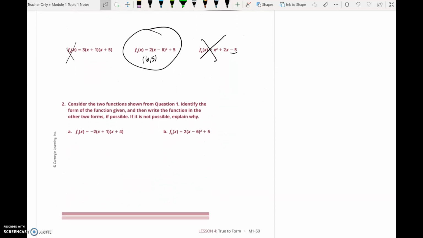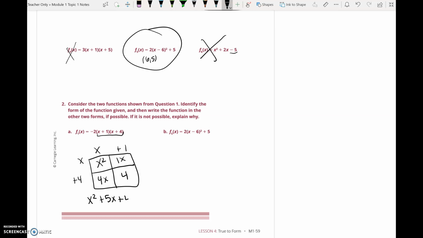For these next two, it says basically we can write them in other forms. So what I'm going to do is take this factored form and turn it into standard form. The way I'm going to do that is I'm going to box. I'm going to start with my two parentheses and box those out. I'm going to ignore the -2 for right now. So if I box this out, I'm going to get x squared plus 1x plus 4x plus 4, which is x squared plus 5x plus 4.